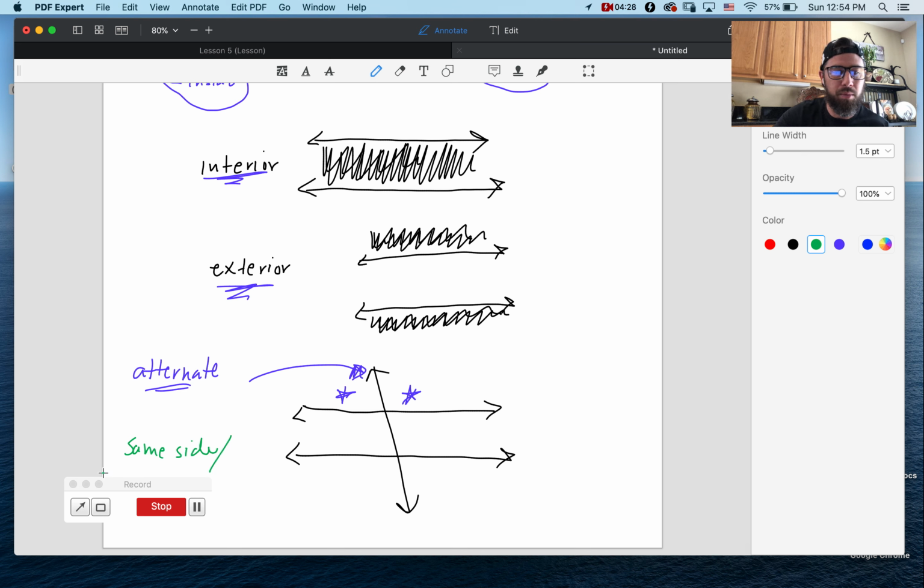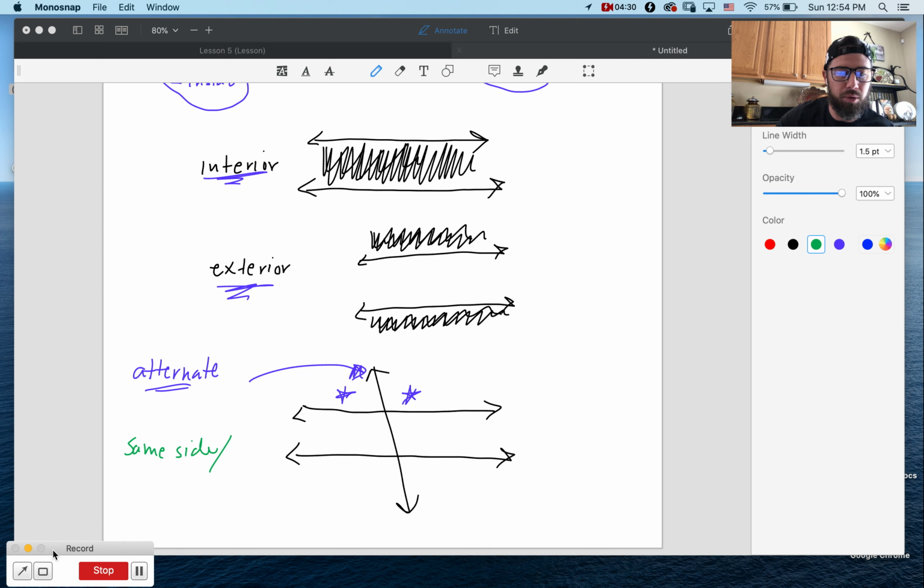If I said same side, or consecutive, let me move this guy, I don't even know if you can see it, that means we're on the same side of the transversal. So you see how the transversal's over here? It's right there.